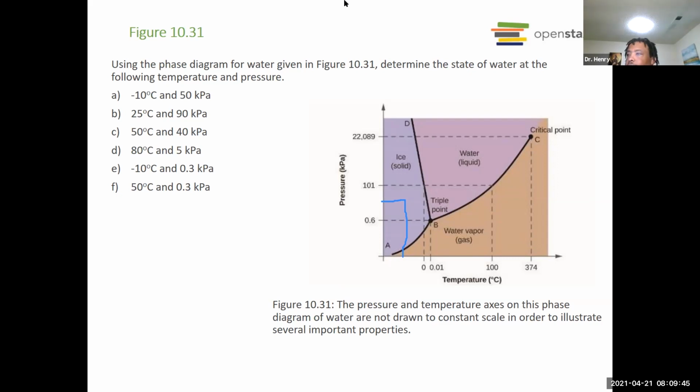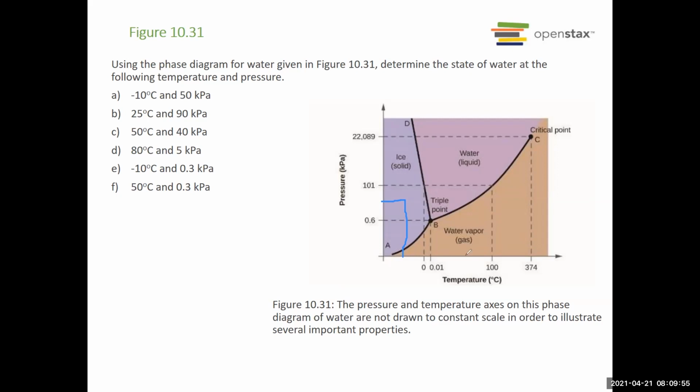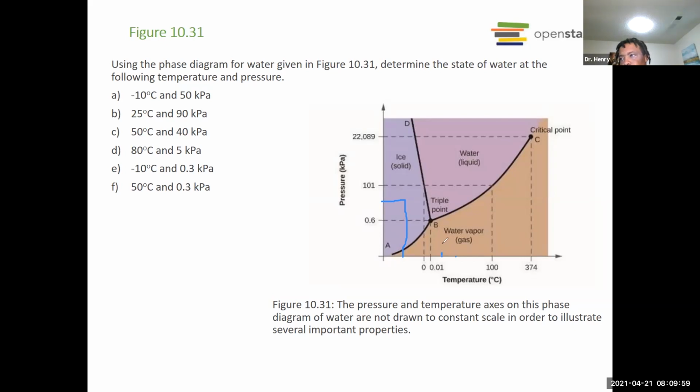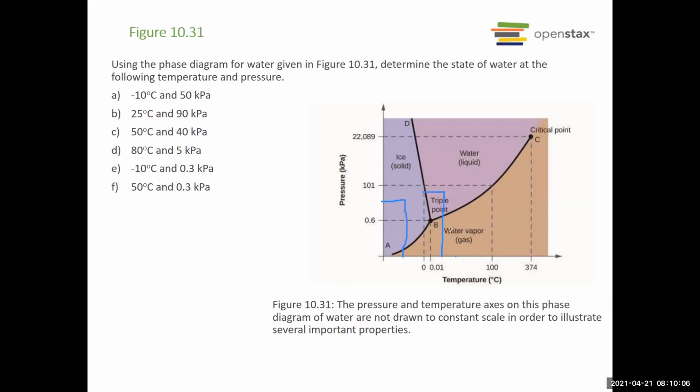Okay, so what did you get for B, Kayla? I would say liquid water. 25 degrees, you're right here, and 90. Yeah. Okay, so I would definitely say that would be liquid water. Abby, 50 degrees and 40 kilopascals. That one I would have to say would be liquid water as well. That is correct.